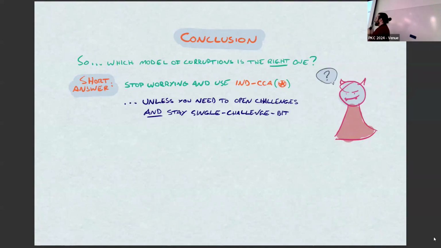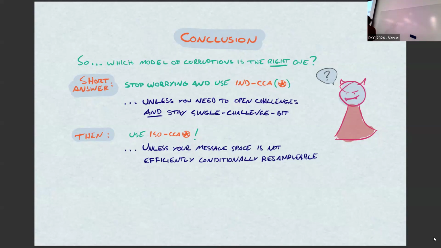But there are cases, such as threshold systems, where you actually need to stay single bit, single challenge bit, and be able to open the challenges. In that case, maybe ISO CCA would be the one to go for. But ISO CCA, it turns out, doesn't work if you have a message space that is not efficiently conditionally sampleable. If your message space involves all sorts of trapdoors, then it can't do this. Then go one step up, use SSO CCA, right?